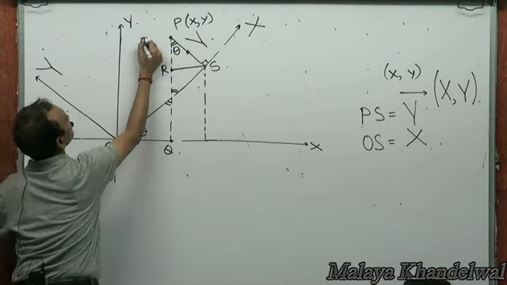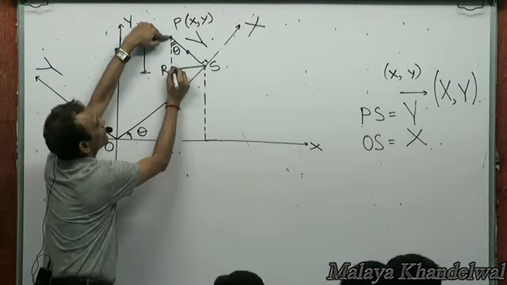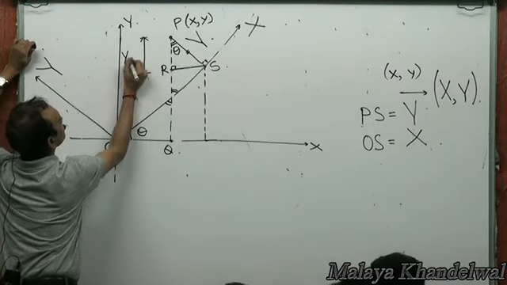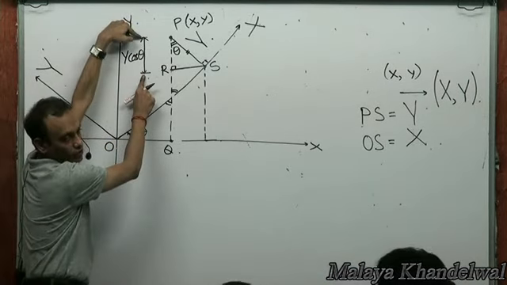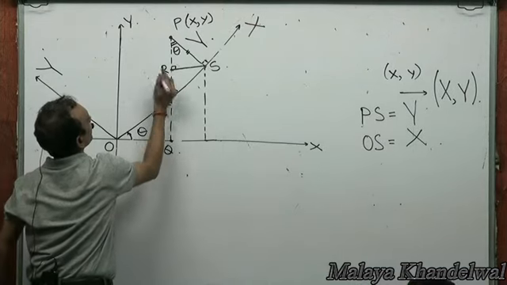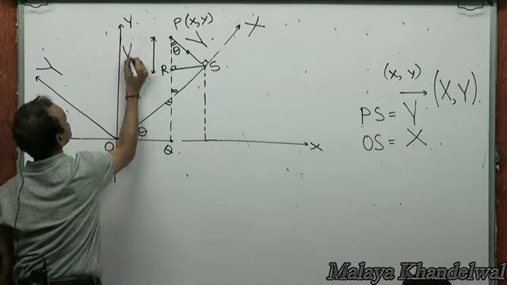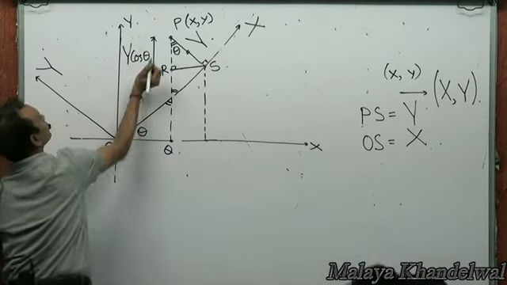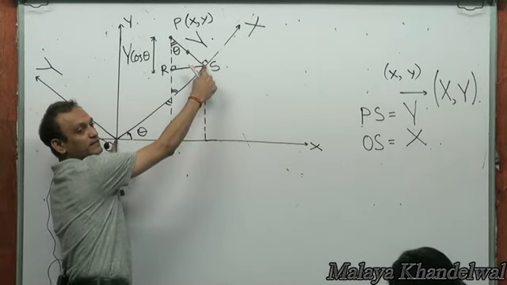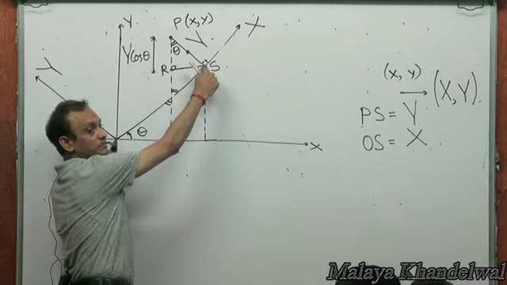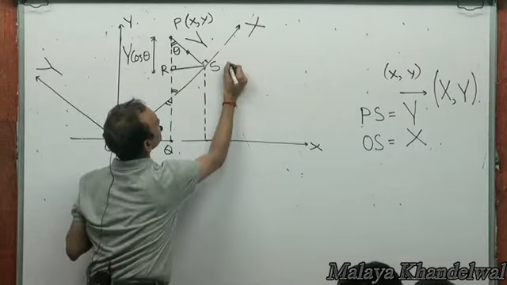What is this length? If this is Y, do you realize this is Y cos theta? This length is going to be capital Y cos theta, right? What is this? This length is capital X, the X coordinate in the new system. This will be capital X sin theta.